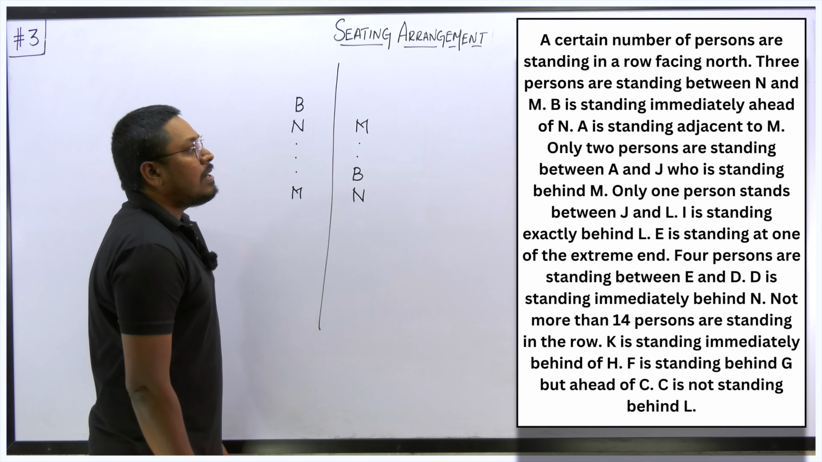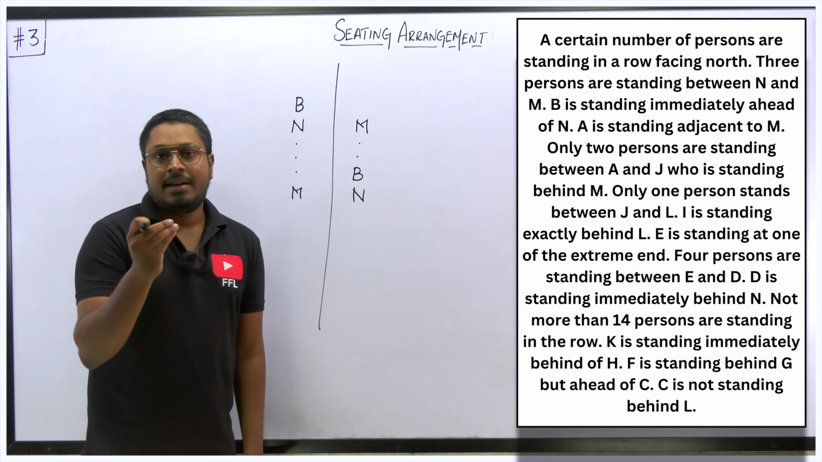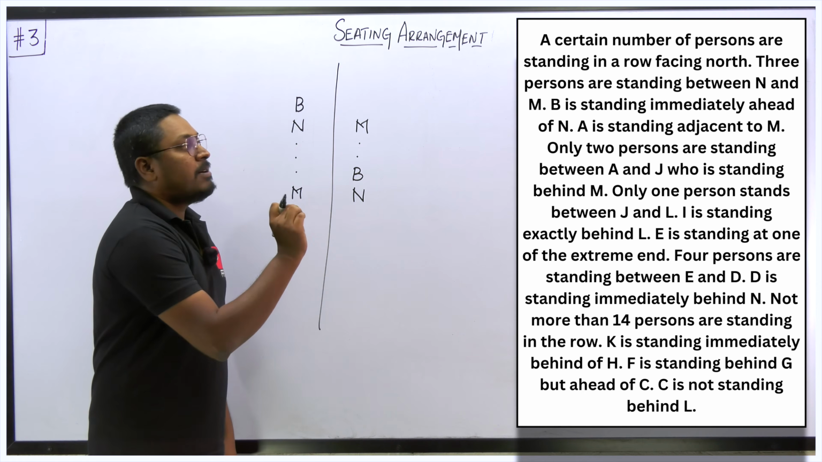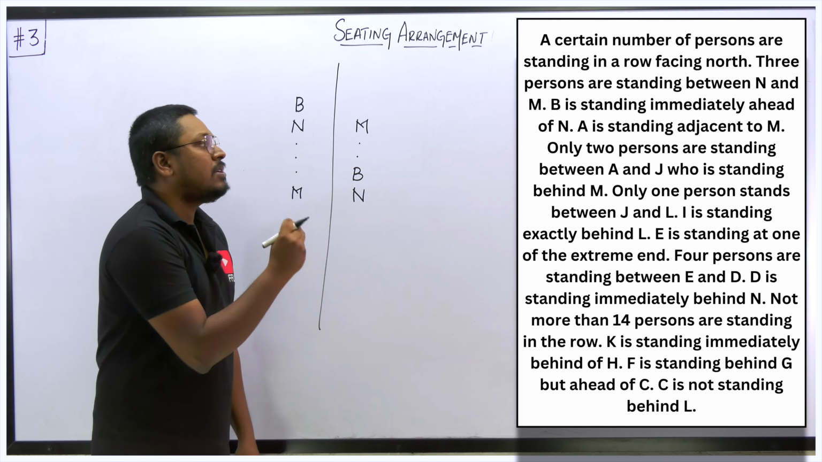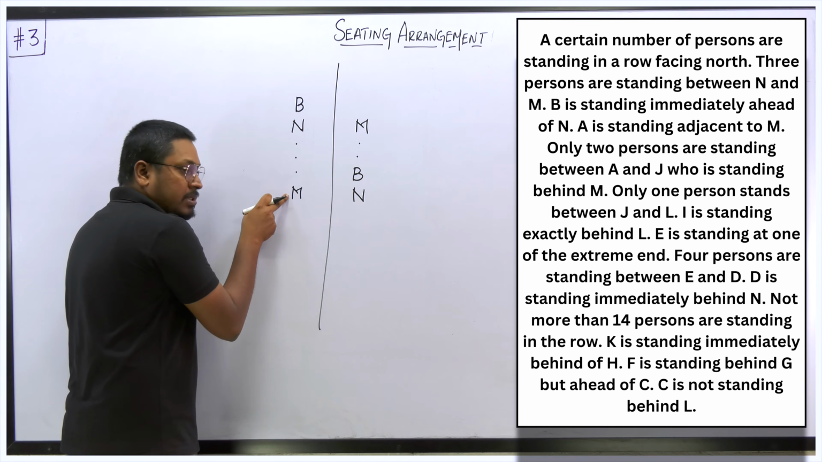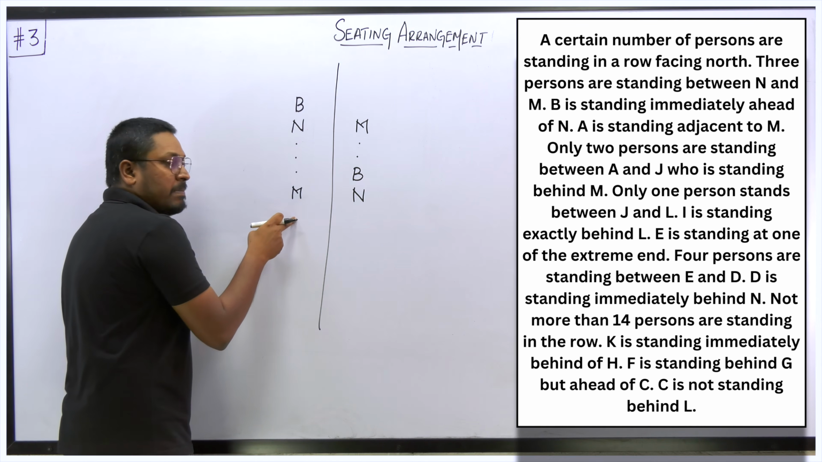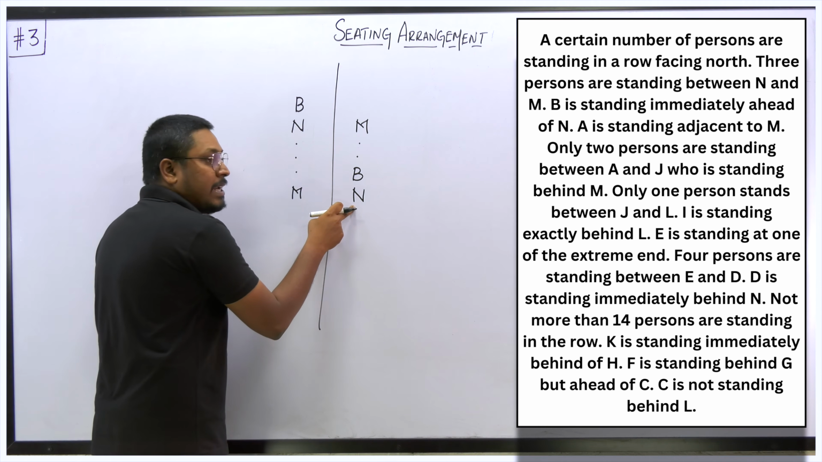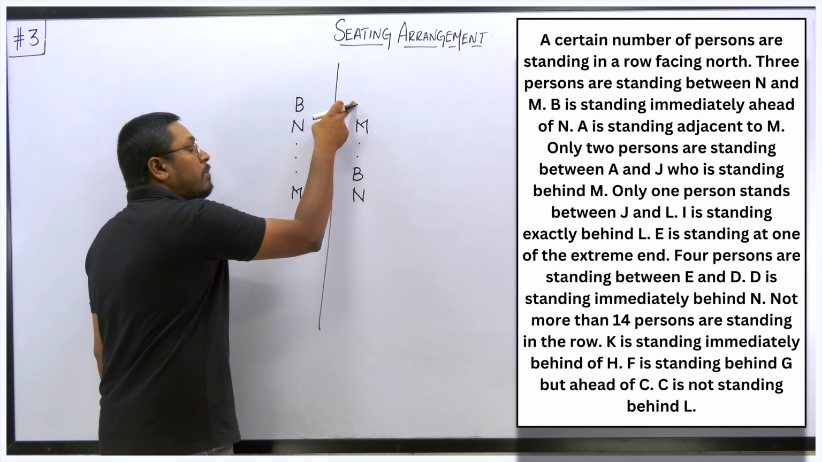So A is standing adjacent to M. What is called adjacent? Neighbor. Adjacent will be neighbor, right? So M's neighbor will be A. Either it can be at the top or it can be at the bottom, but M's adjacent should be A. So if M's adjacent is A, there are 2 possibilities. Either A can be placed here or A can be placed here. In this diagram, again we are getting 2 possibilities. Either A can be placed here or A can be placed above M.